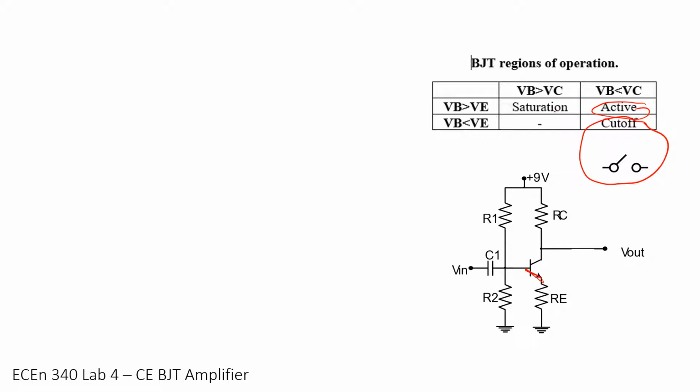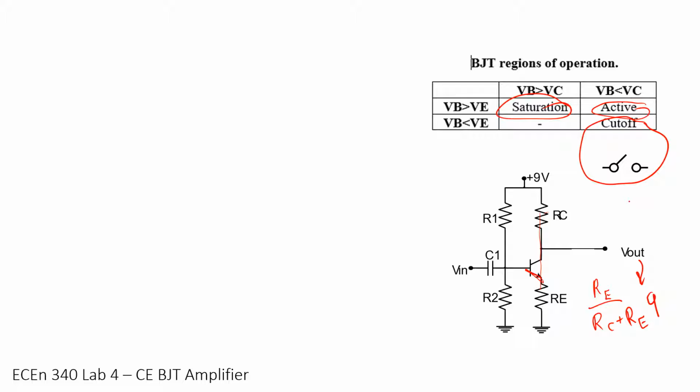If, on the other hand, we're in saturation, especially heavy saturation, not when it first approaches, this is like a closed switch where all the current is flowing, and then we have a really low voltage here because most of it drops over there. It would be like a voltage divider, so we'd have RE over RC plus RE times 9 as our V out in saturation.